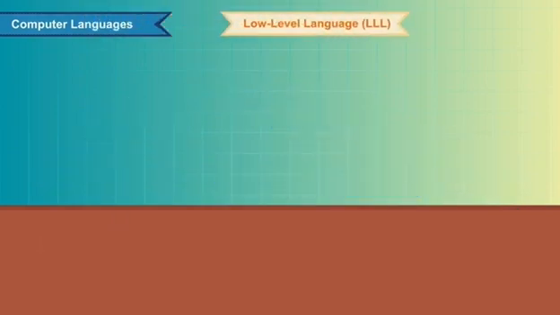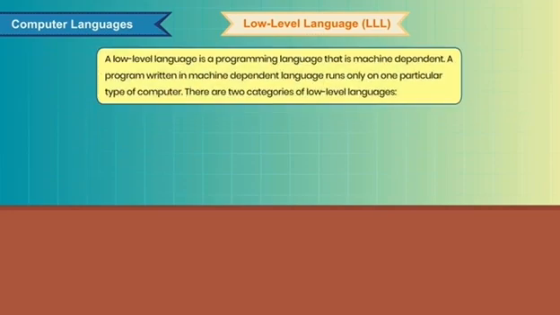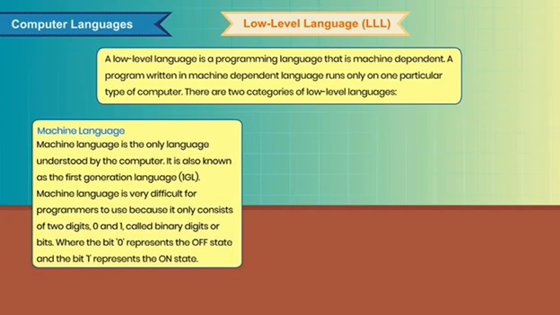Low-level language, LLL. A low-level language is a programming language that is machine-dependent. A program written in machine-dependent language runs only on one particular type of computer. There are two categories of low-level languages. Machine language. Machine language is the only language understood by the computer. It is also known as the first-generation language, 1GL.